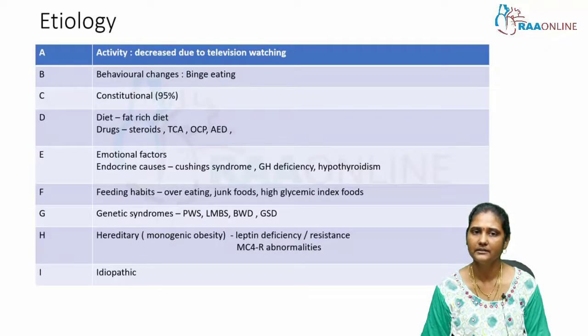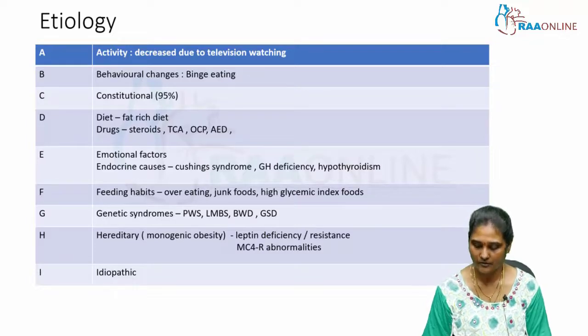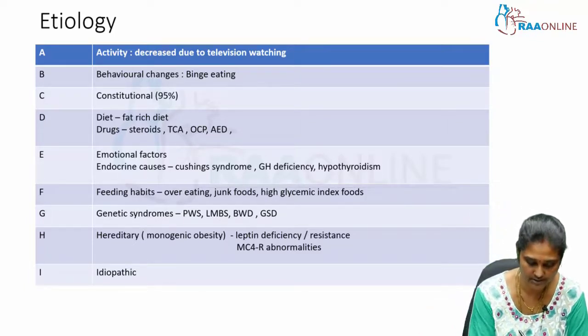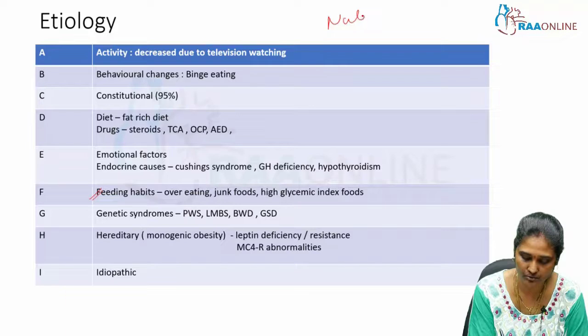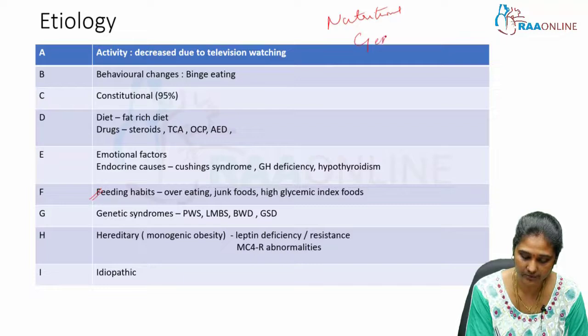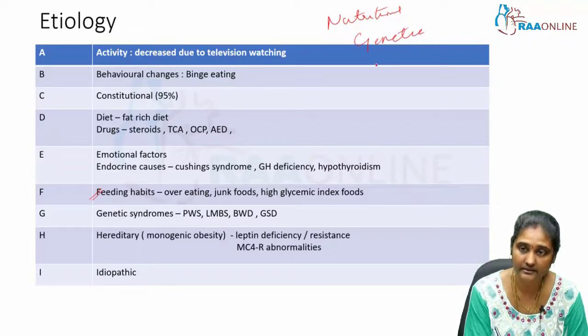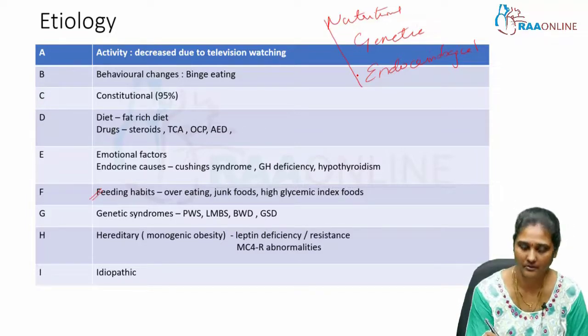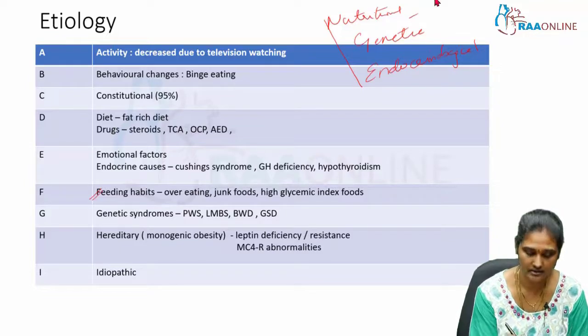So, what are the causes of obesity? The most common causes of childhood obesity are mainly three. The nutritional cause is the foremost cause for obesity, the second is genetic, and the third is endocrinological. So, when a child is obese, these three factors you have to find out first. Of these, the major one is nutritional, that is constitutional.